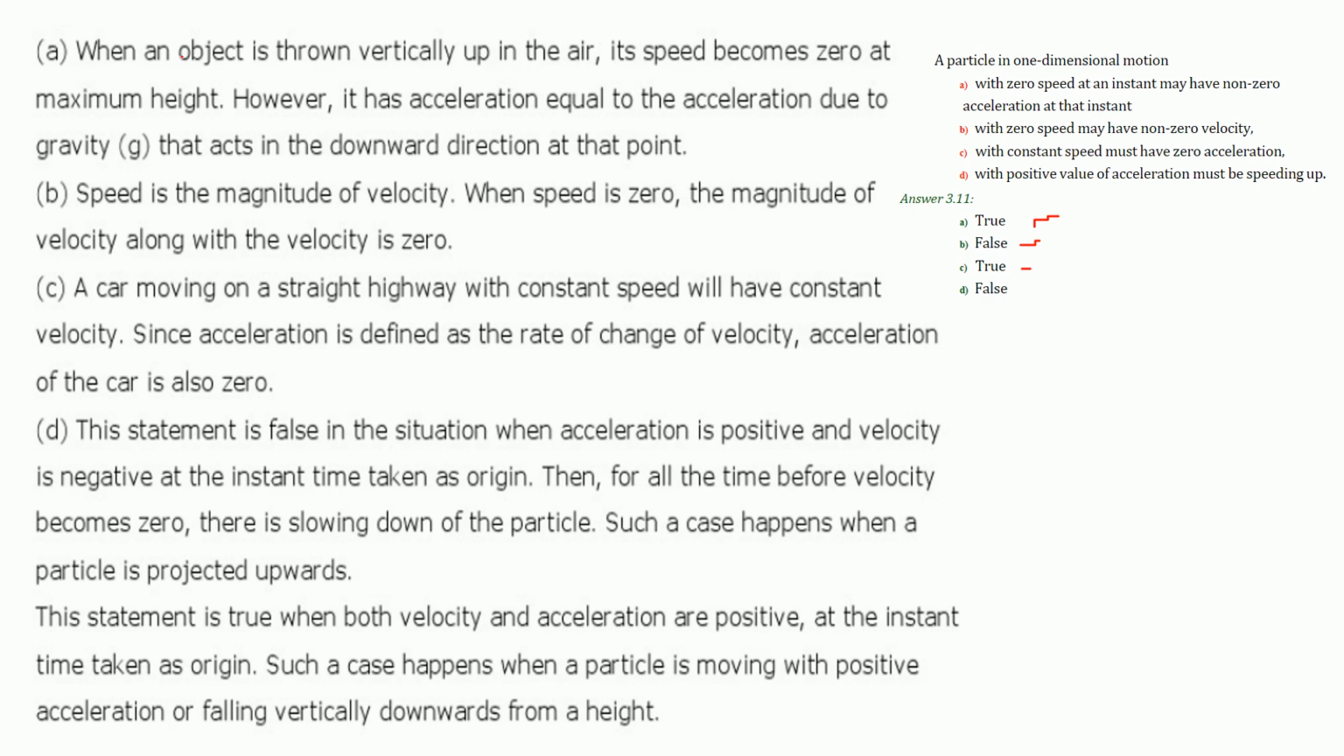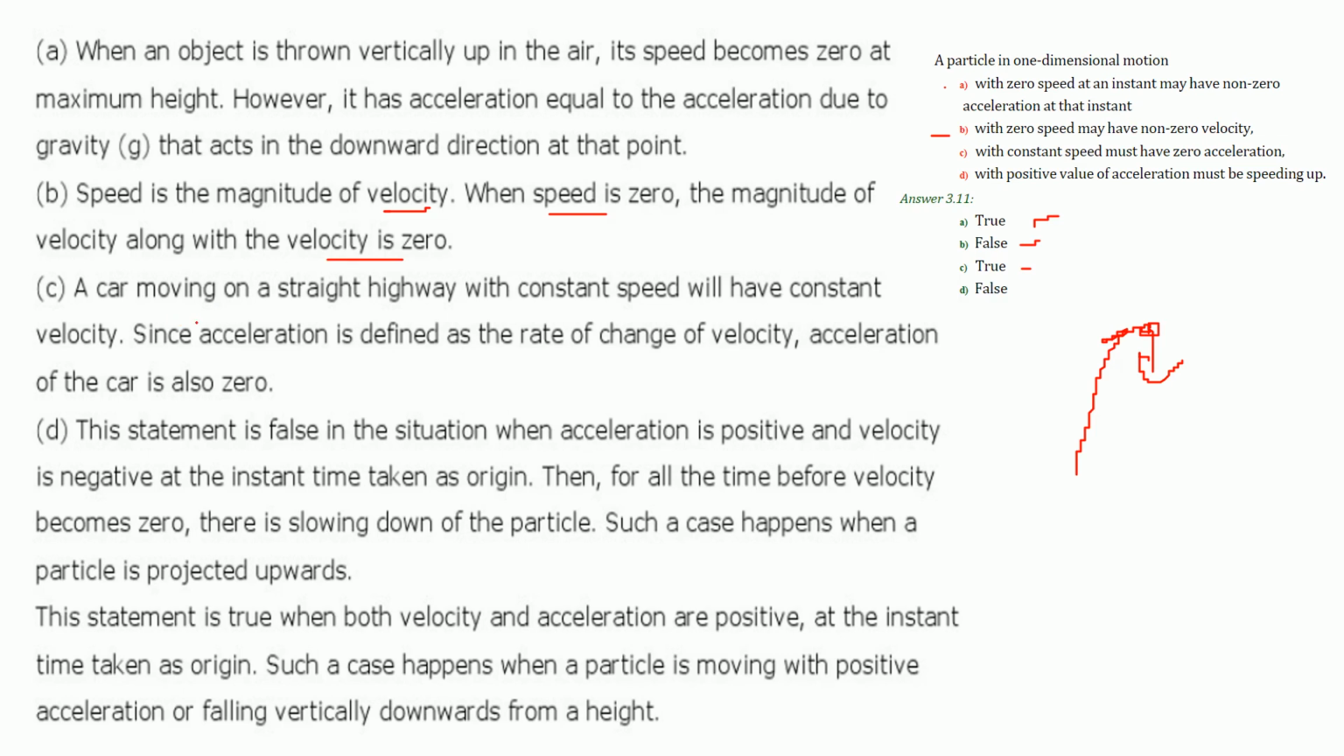First is with 0 speed at an instant may have non-zero acceleration at that instant. So when an object is thrown vertically up in the air, its speed becomes 0 at maximum height. But at this point also the acceleration is 9.8 due to gravity, which is acting in the downward direction. First one. Second is this one. With 0 speed may have non-zero velocity. So speed is the magnitude of velocity, we know, and when the speed is 0, the magnitude of the velocity along with the velocity is 0. That is why it is false.